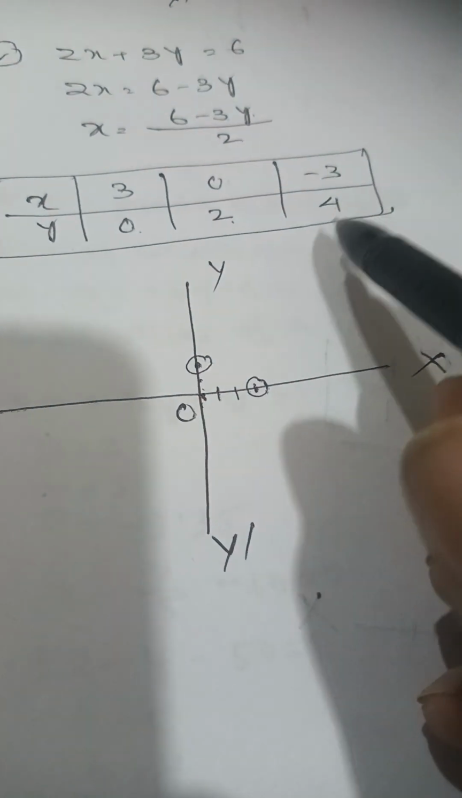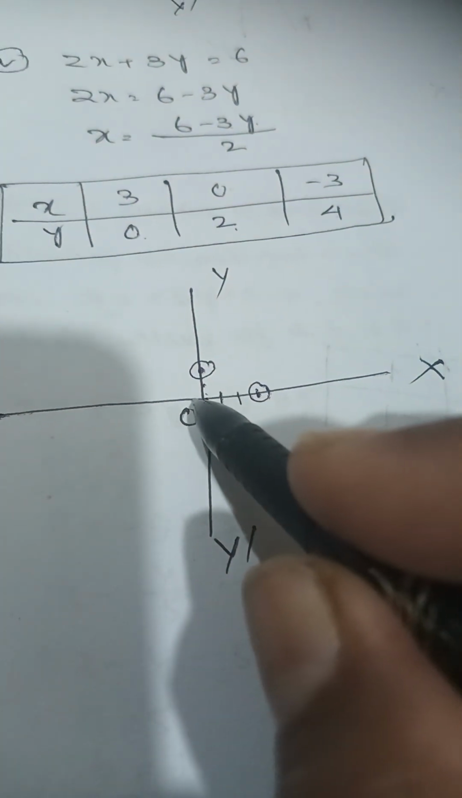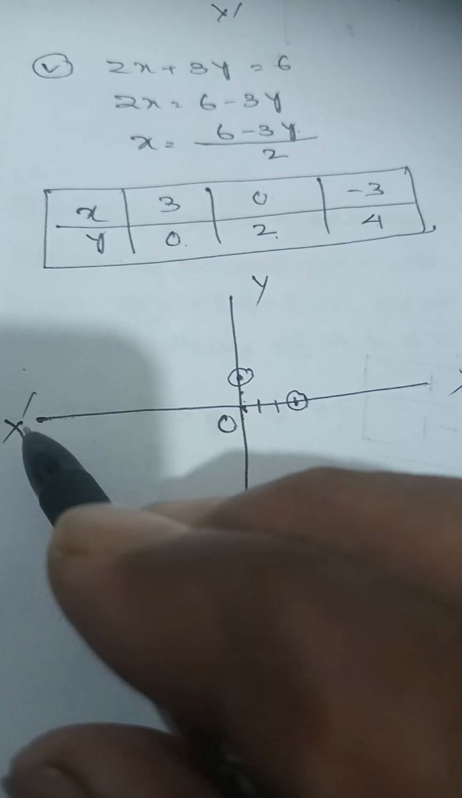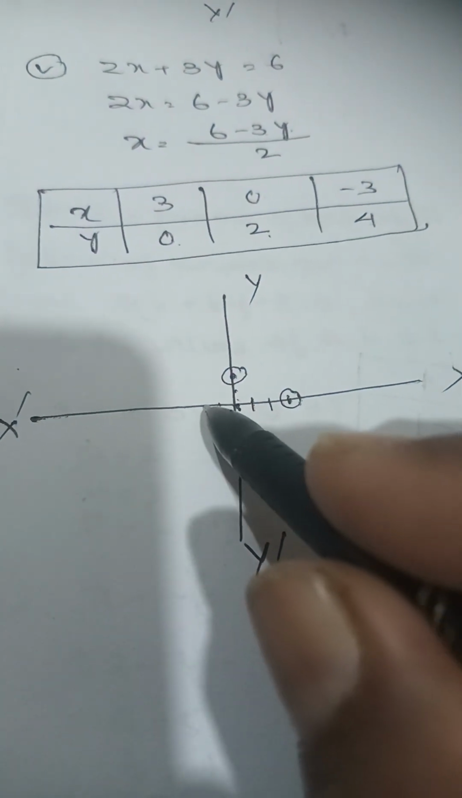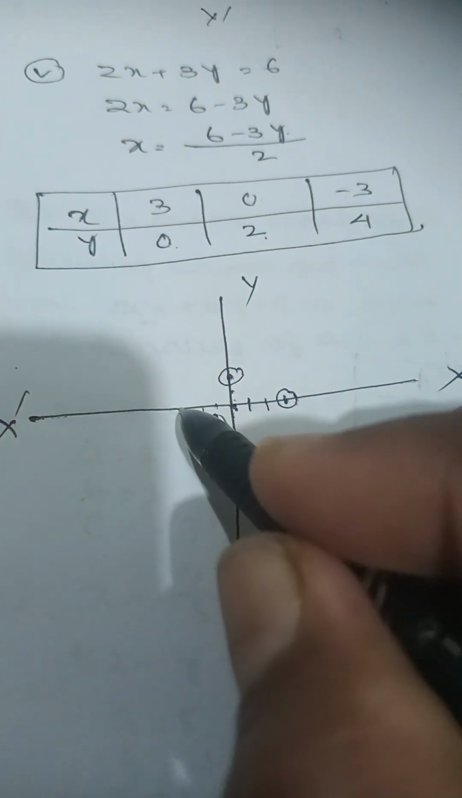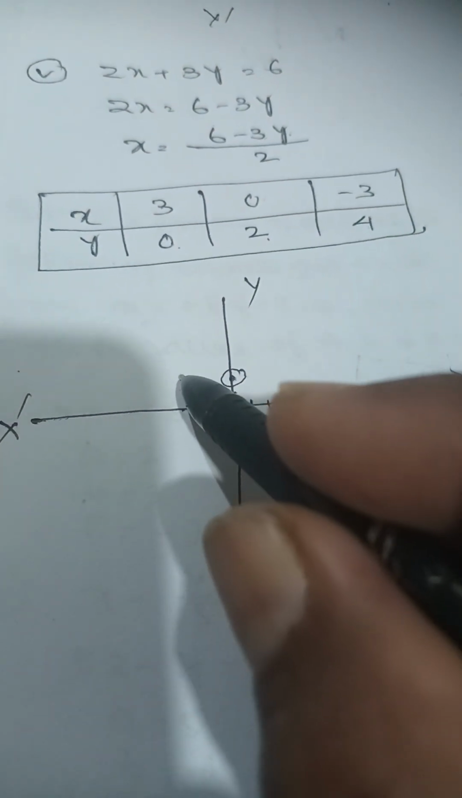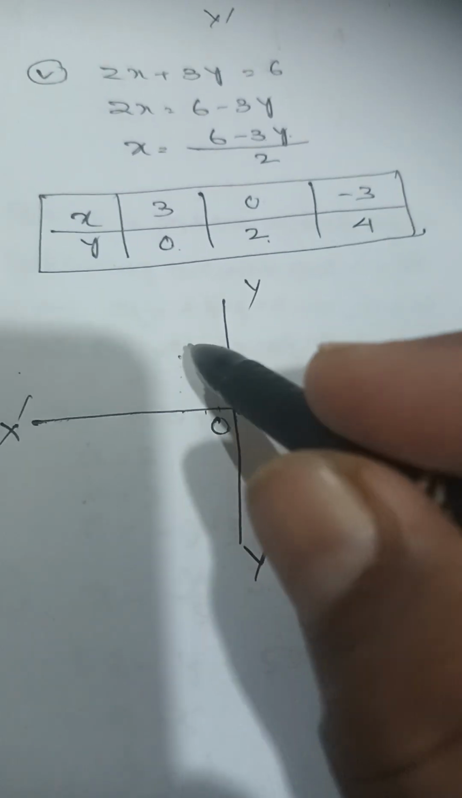1, 2. Now minus 3, minus 4. Minus 3 means towards this direction. You see, x dash I have written, this is due to the negative value of x. So 1, 2 and 3. So there is minus 3. 4 means 1, 2, 3, 4. The point should be there.